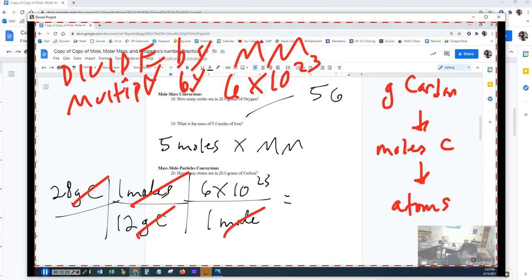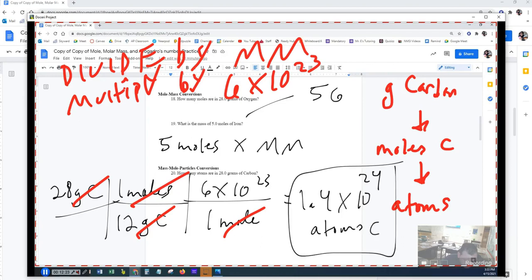Did I not do this one? It looks like I didn't do this one. All right. You're going to do 28 times 6 times 10 to the 23, and then divide by 12. I get 1.4 times 10 to the 24 atoms of carbon. So if I had a cup or something, and that cup had 28 grams of carbon in it, it would be 1.4 times 10 to the 24th atoms of carbon.